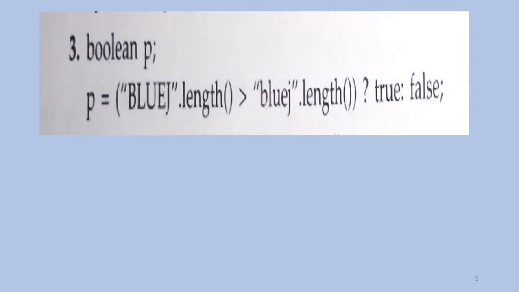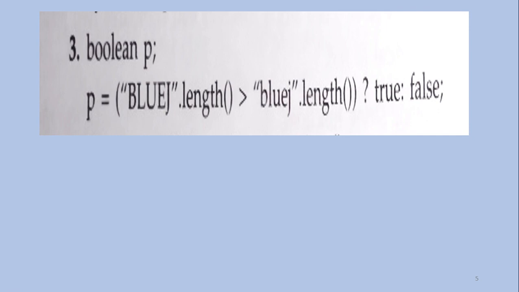Question number 3. This is very simple. You know boolean. Boolean takes either true or false. P is equivalent to blue j dot length. That means you have to find out what is the length of this particular string. B1, L2, U3, E4, J5. So how many letters are there? 1, 2, 3, 4, 5. So what will this blue j dot length return? It will count how many characters are there. How many are there? 5.